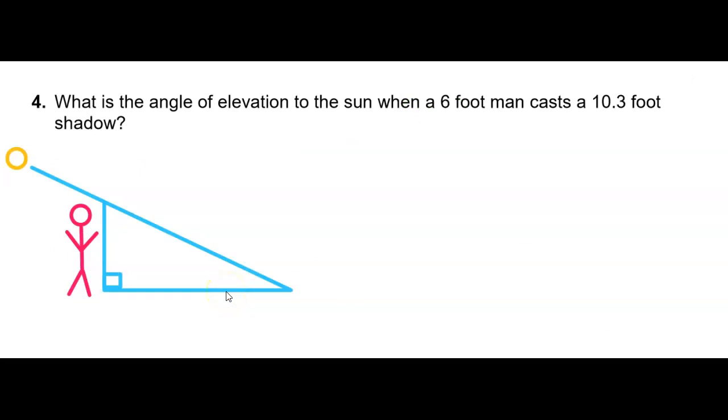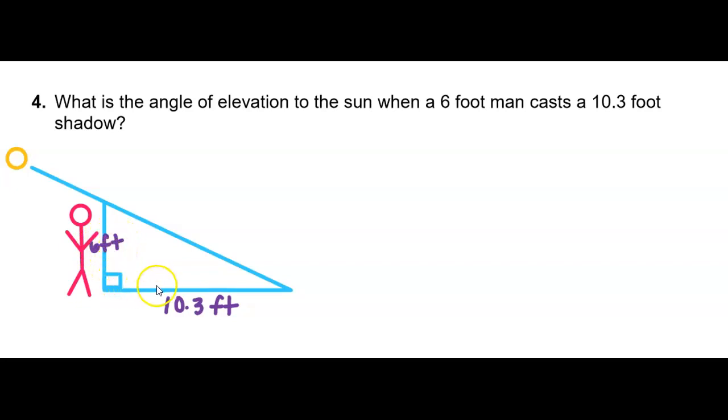Example 4 says, what is the angle of elevation to the sun when a 6-foot man casts a 10.3 foot shadow? So I drew my 6-foot man, and this bottom length here is his shadow, and it says his shadow is 10.3 feet. So I will label that on my triangle. And he is 6 feet tall, so I will label the height of my triangle 6 feet.